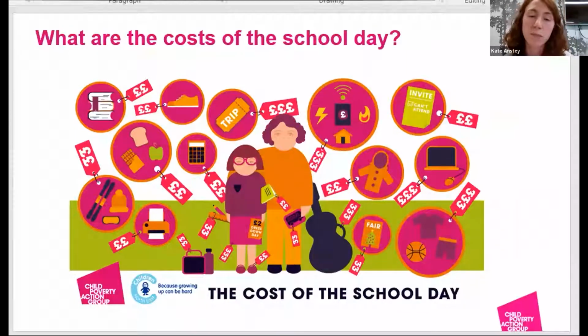All of these things contribute to pupils on a low income having a different experience of school, and that in itself is a really hard and sad truth, but it also has a knock-on effect for pupils' outcomes. If you can't go on the school trip or take part in music, then that changes your experience of education.